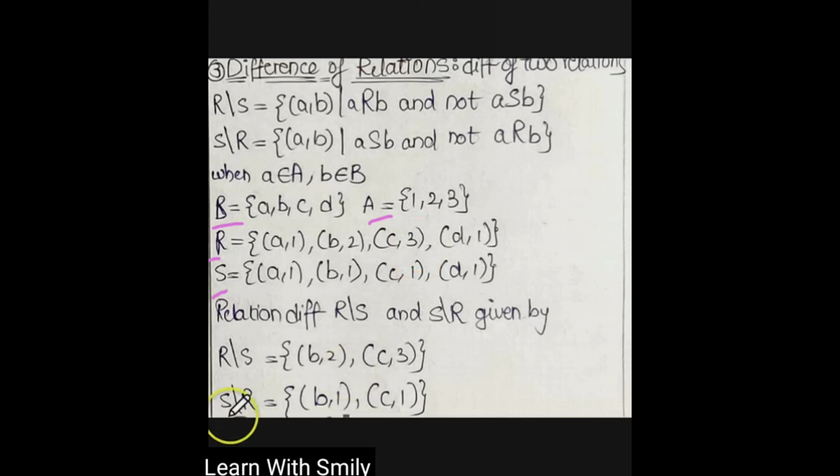When coming to S difference R, the elements that are not belonging to R, which means A should be eliminated and D also should be eliminated. So we have B comma 1 and C comma 1. Why are we eliminating these? Because these are the elements which are already present in relation R. Got it? So this is the way we perform difference of relations.